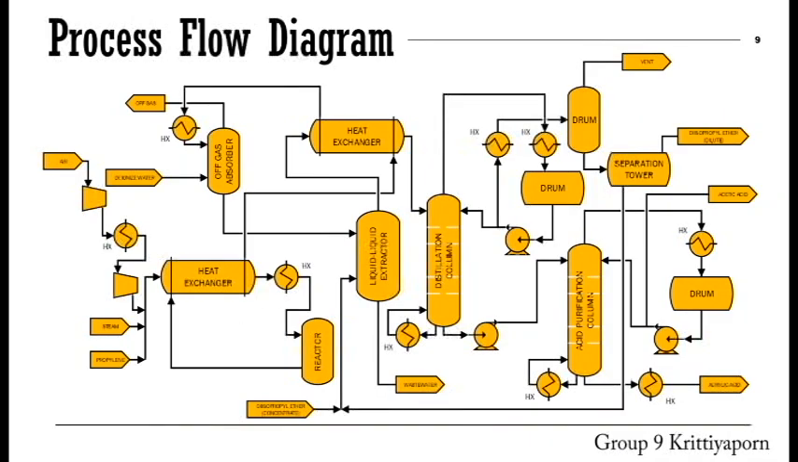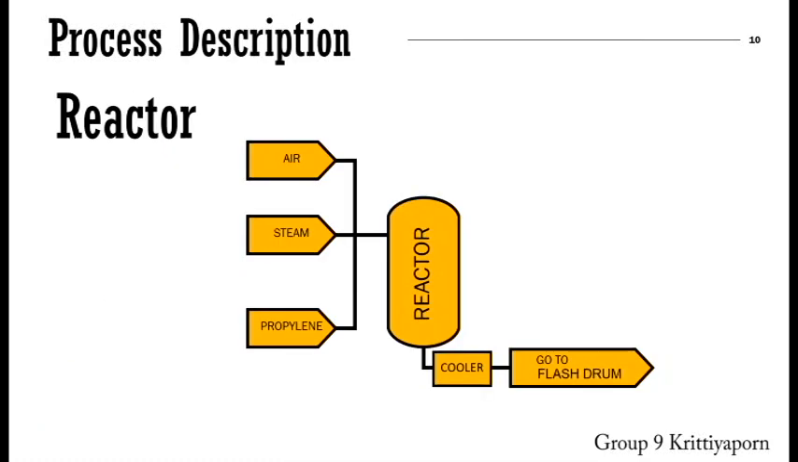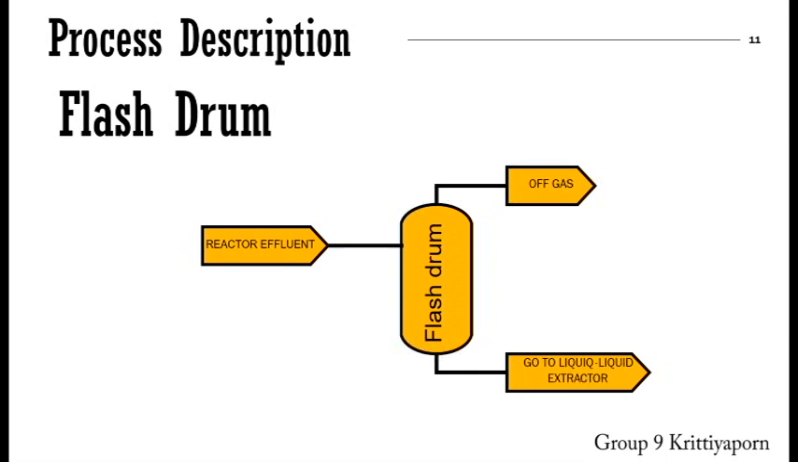The process flow diagram of acrylic acid production from propylene is shown on the screen. First, propylene, steam, and compressed air are mixed and fed to the reactor, where the operating temperature is 260 Celsius, then cooled down and sent to the flash drum. The flash drum separates the gas out. The liquid is then fed to the liquid extractor.